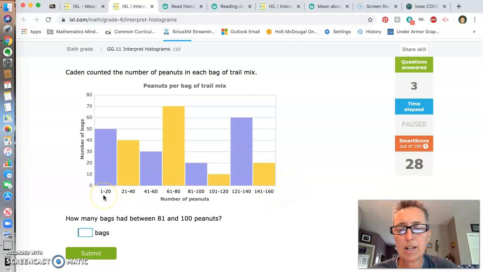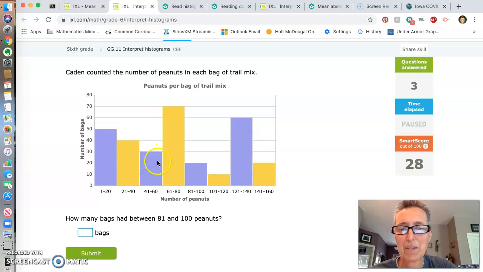First of all, a histogram has ranges of numbers here. So this bar represents anything from 1 to 20, 21 to 40, and so on and so forth. These bars are touching, unlike a bar graph. You wouldn't see the bars touching. They look like they're not touching, but they should be touching.